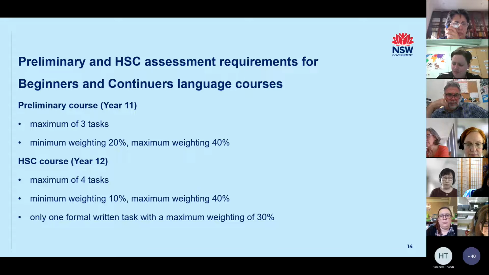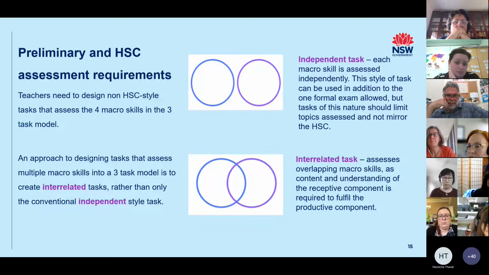As teachers of the beginners and continuous courses, you will know the assessment requirements for the preliminary HSC courses. Please take a moment to read them. So, we need to design non-HSC style tasks that assess the 4 macro skills in the 3-task model. An approach to designing tasks that assesses multiple macro skills in a 3-task model is to create interrelated tasks rather than only the conventional independent style task.